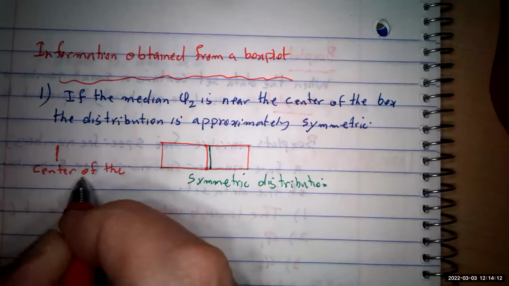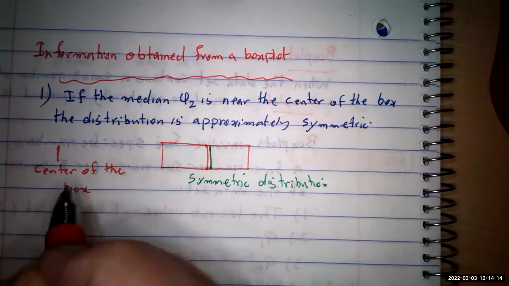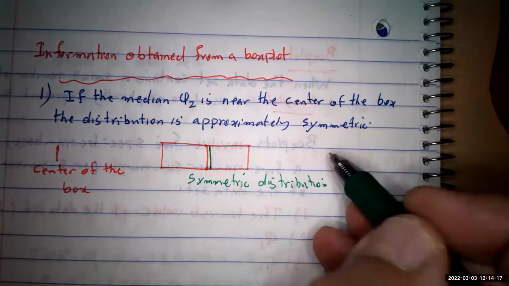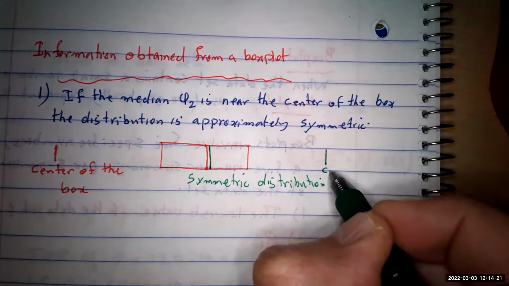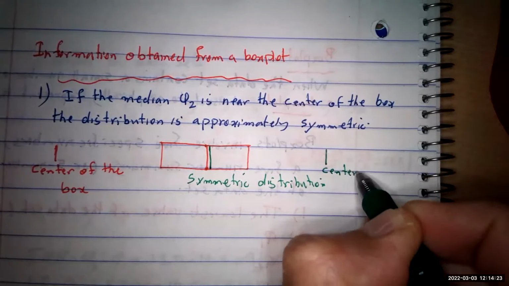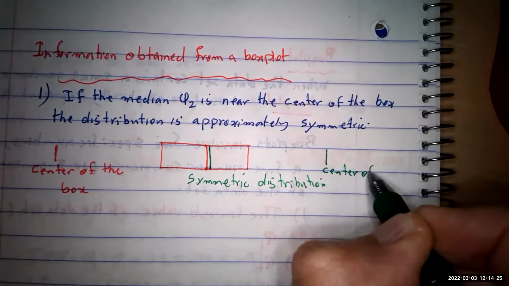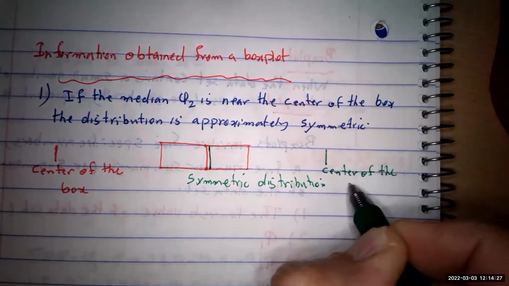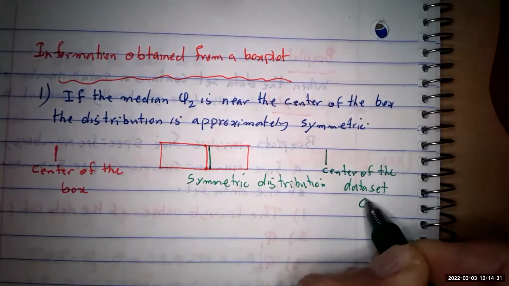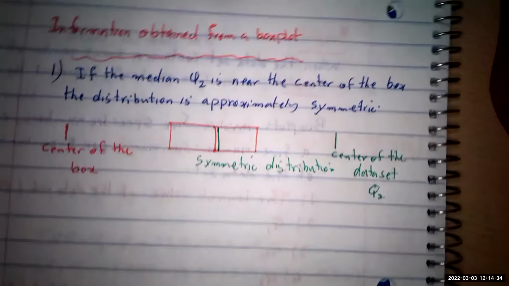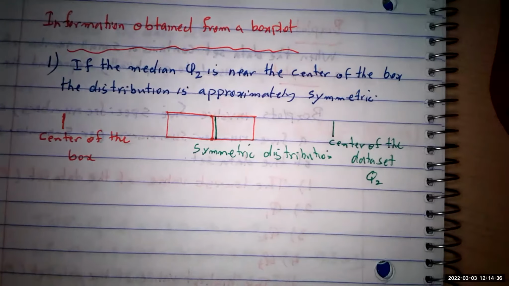Okay, center of the box. And the green one that I use, this is going to be the center of the data set, which is Q2. Okay, so we compare them together, two different centers. Okay, so you will see it.